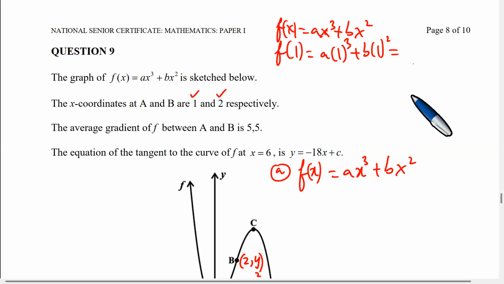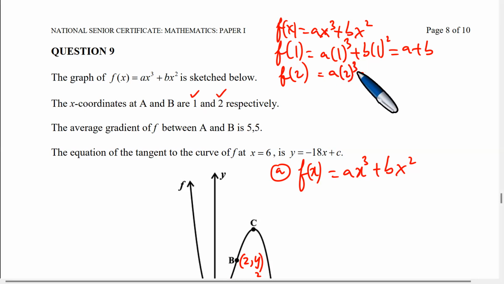So f(1) is a plus b, but we also have f(2), and at 2 it is a times 2 cubed plus b times 2 squared. 2 cubed is 8a plus 4b. So this is the information we have. But given this information, we can do something wonderful with it, because the examiner gave us something more. They said the average gradient between A and B is 5,5.